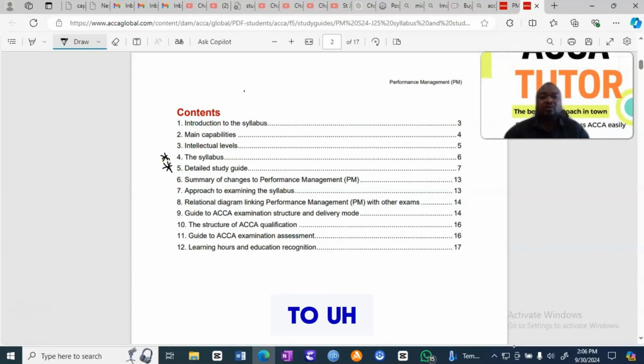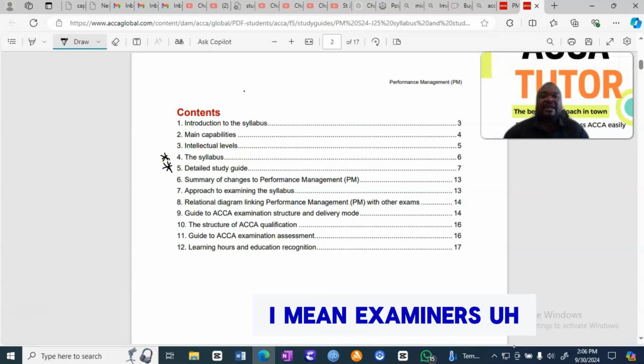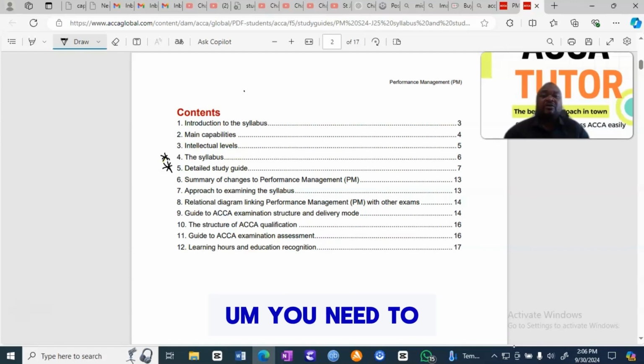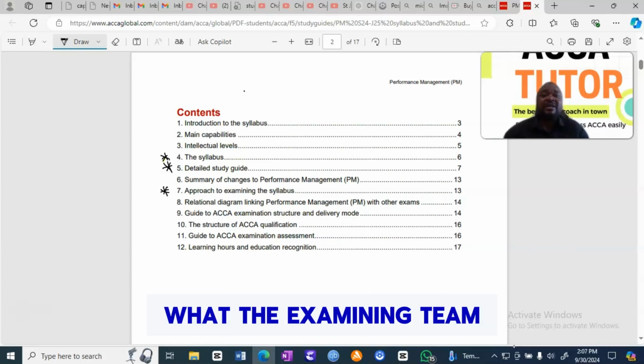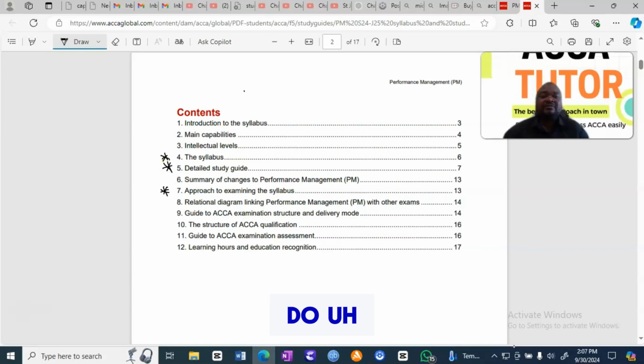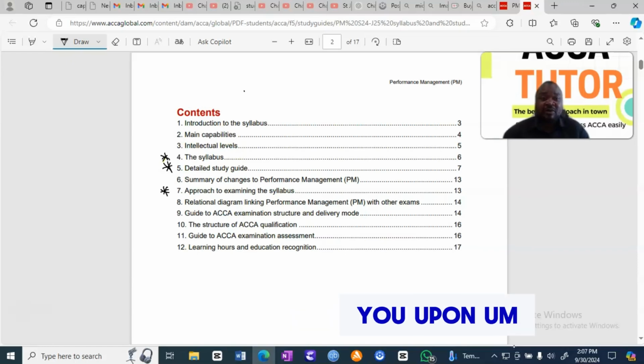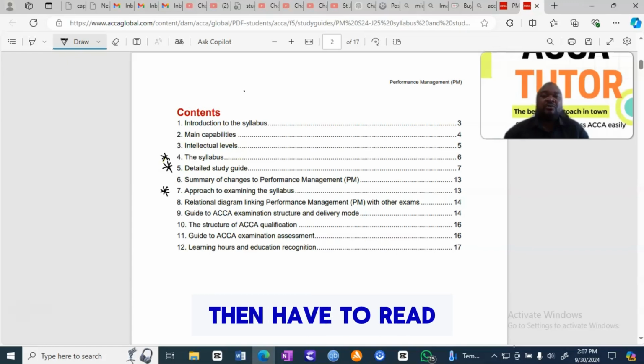What is the approach to examining the syllabus? What do examiners recommend? You need to get that information from the 7th item, so that you know what the examining team is expecting you to do, is expecting to test you upon in the examination. So you have to read that section, number 7.